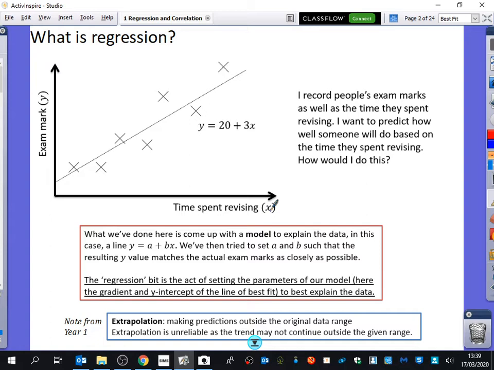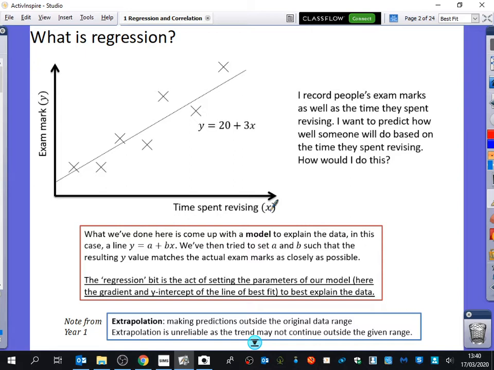So what we've done here is we've come up with a model to explain the data. And in this case, it was a line which we thought would be a plus bx. Why we switch it around and say a plus bx rather than y equals mx plus c, I don't know. It's just we do. We have then tried to set a and b such that the resulting y value matches the actual exam marks as closely as possible. The regression bit is the act of setting the parameters of our model, here the gradient and the y-intercept of the line of best fit, to best explain the data.